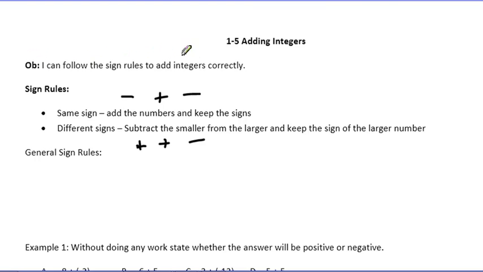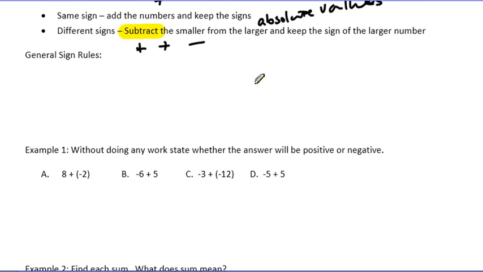To be technical here, when we say subtract the smaller from the larger, we're talking about the absolute values of those numbers. Keep that in mind as we look at this. We're going to ignore the negative sign for a second and see which one of these is bigger, and then do what the rule tells me to do. So even though it's addition, notice that we are subtracting, because that's the rule we're going to follow. Down here you see the general rules, and basically it's what I just did, but we're going to put an answer with it.